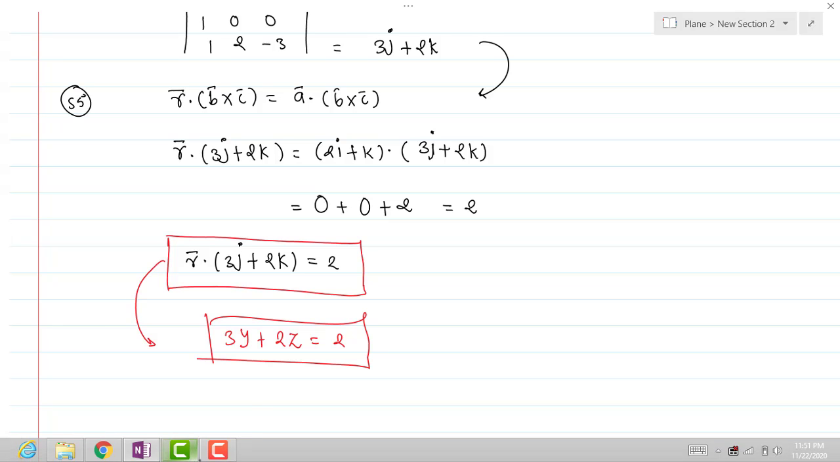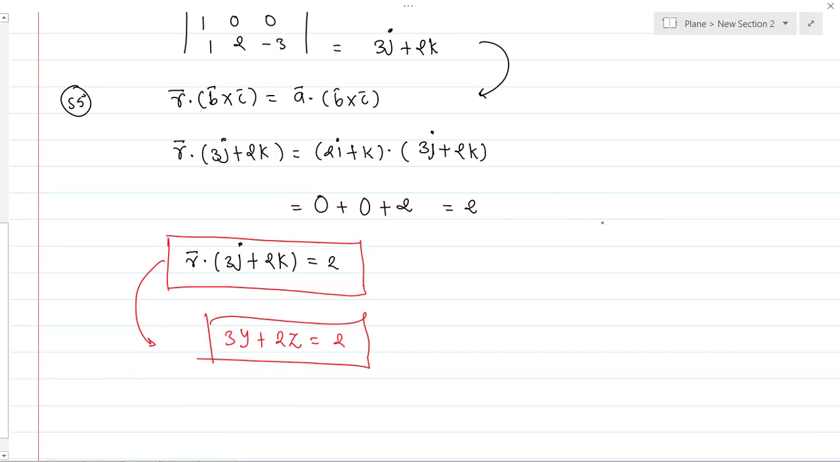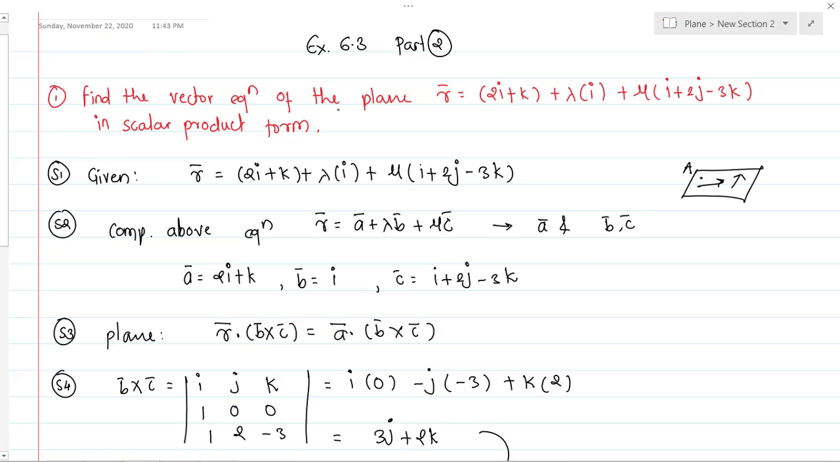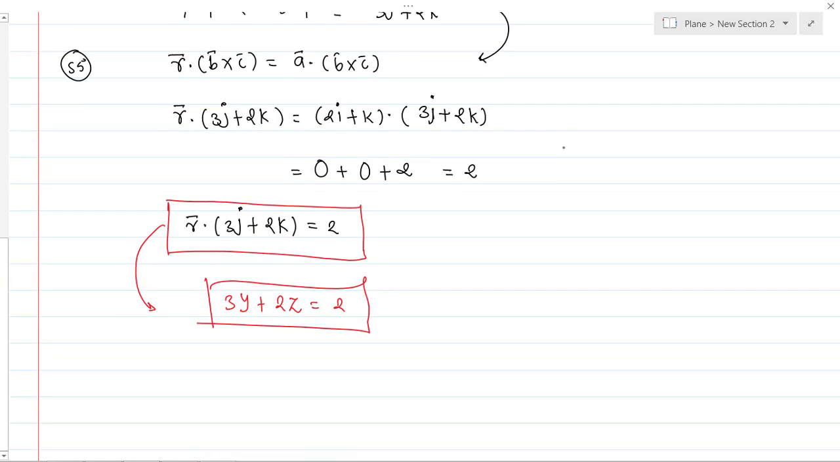That's great. Like this we can solve any type of question based on a plane passing through the point a and having the two vectors b bar and c bar on it. Now let's see the second question of this video. The second question is like this: find the vector equation of the plane passing through.